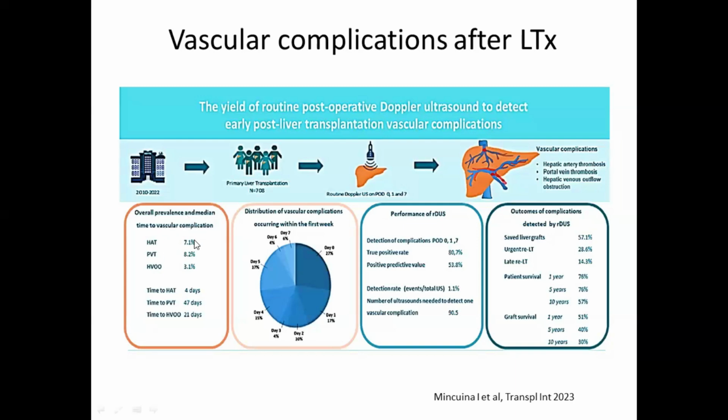So the Rotterdam experience was that if you do the daily ultrasounds, you are able to pick up these 3 complications early: HAT in 7%, PVT in 8%, and venous outflow obstruction in 3%. The median time to these complications is shown over here, and it is highest for PVT. And a day-wise pie chart has been given in this study to describe how many events were picked up. As can be seen, in at least 58% of the patients, you will be able to salvage the graft.